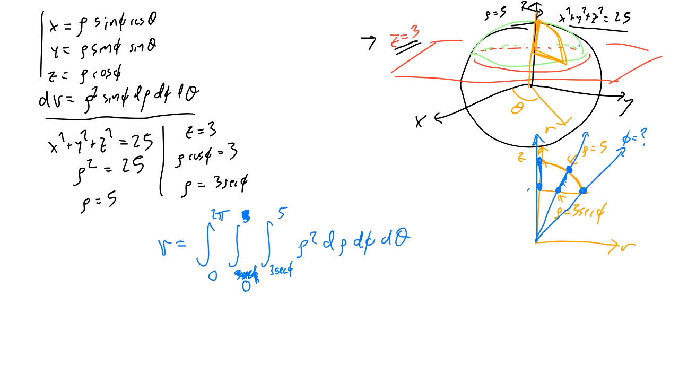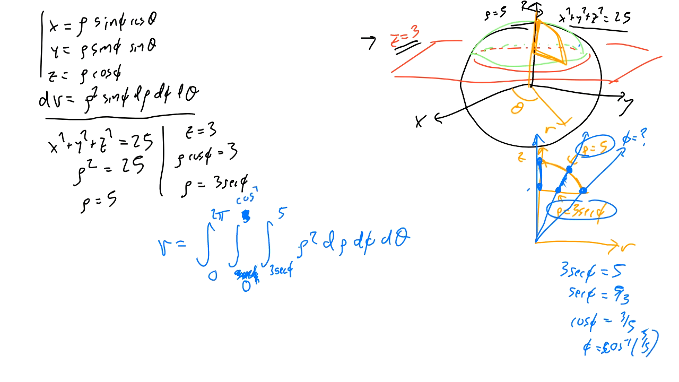So let's figure out where these two cross. To do that, I'm going to set their two equations equal. So I have 3 secant phi equals 5. So secant phi is 5/3. I'm going to switch to cosine. Cosine phi is 3/5. So phi is the inverse cosine of 3/5. And that's going to be the upper bound for phi.